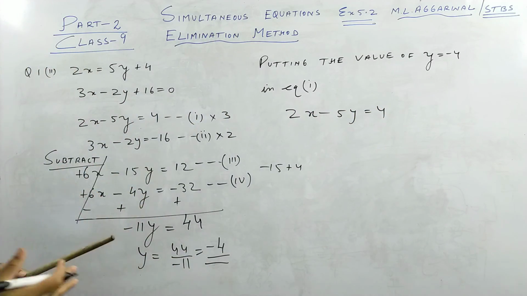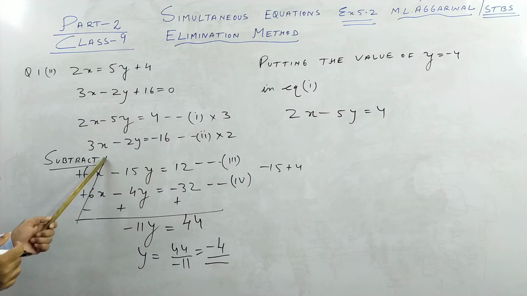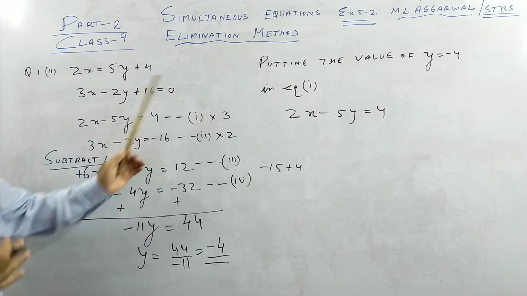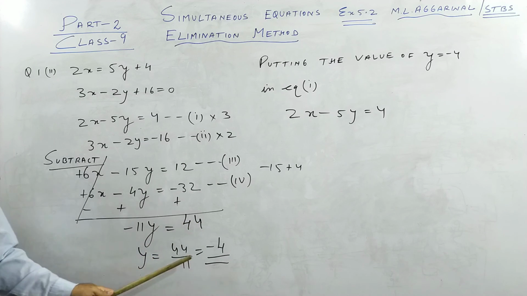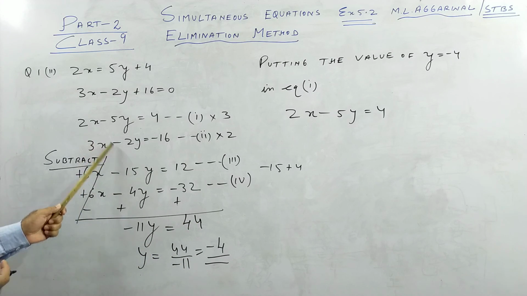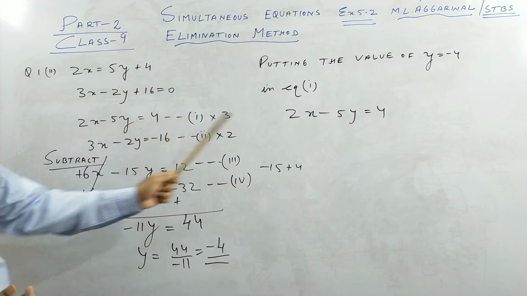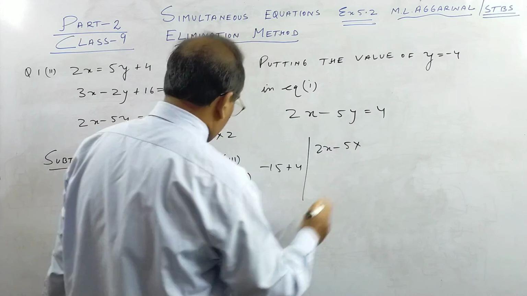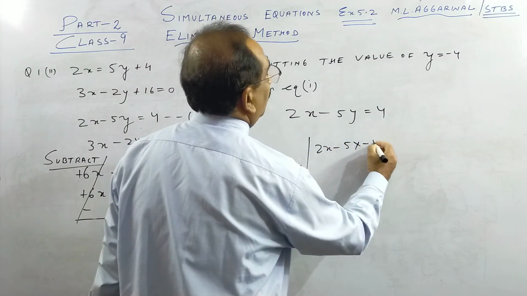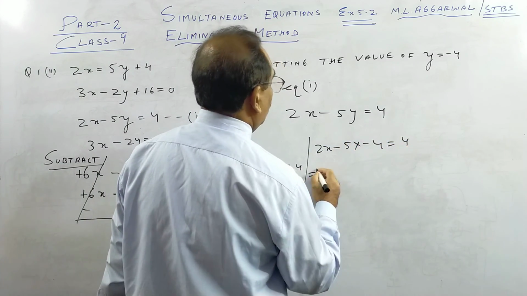See actually what we are doing here. By subtracting, we eliminate one of the variables. This becomes a simple equation. We get y, and put the value of y either here or here. So I am putting it here. In place of y, I will put it here. So 2x minus 5 into y, which is minus 4, is equal to 4.